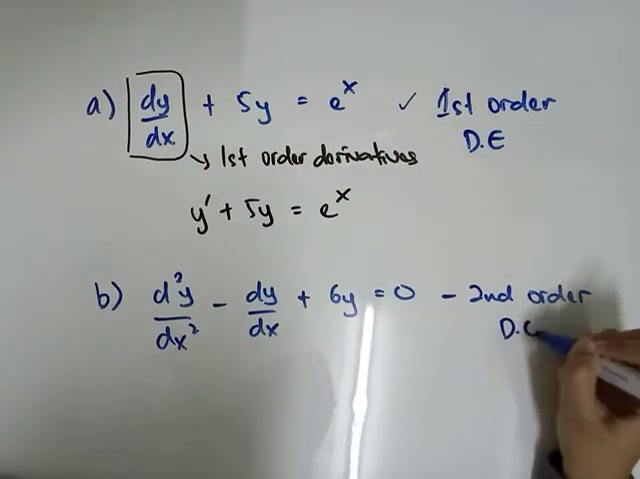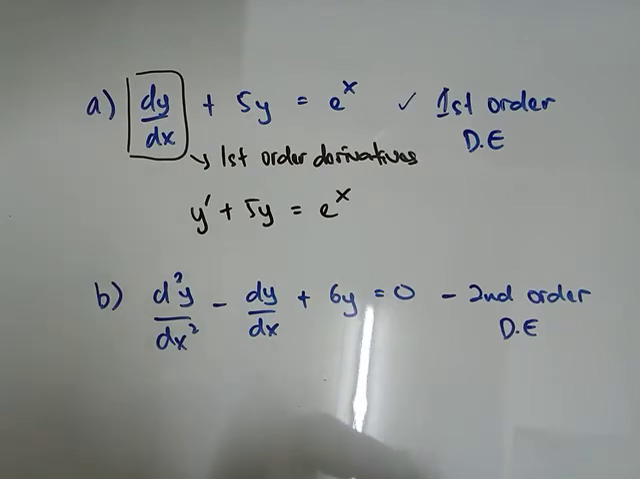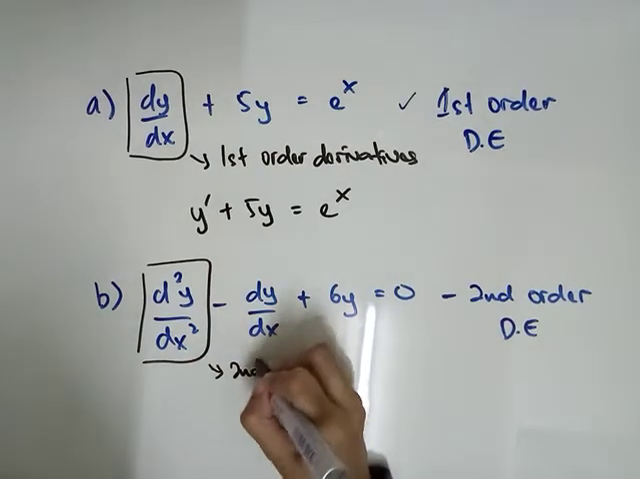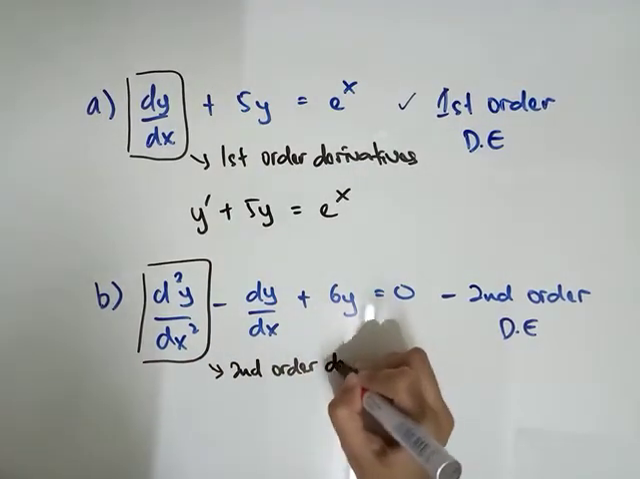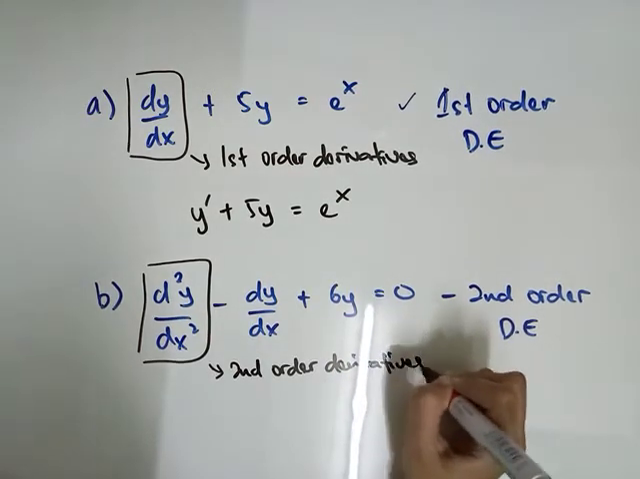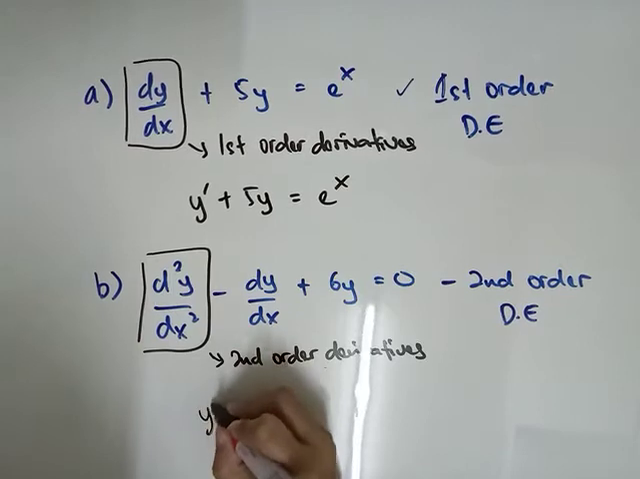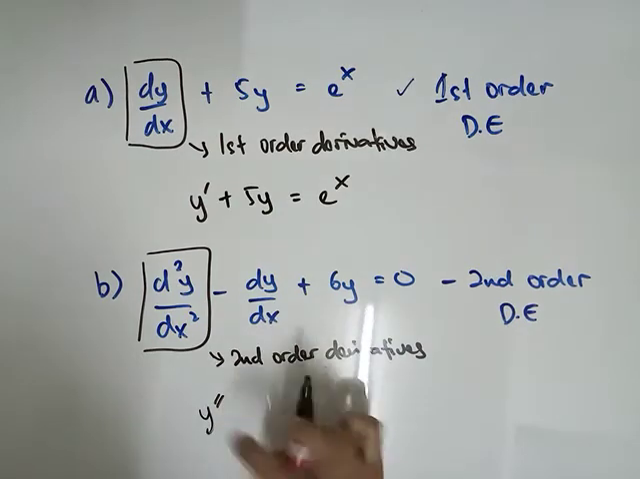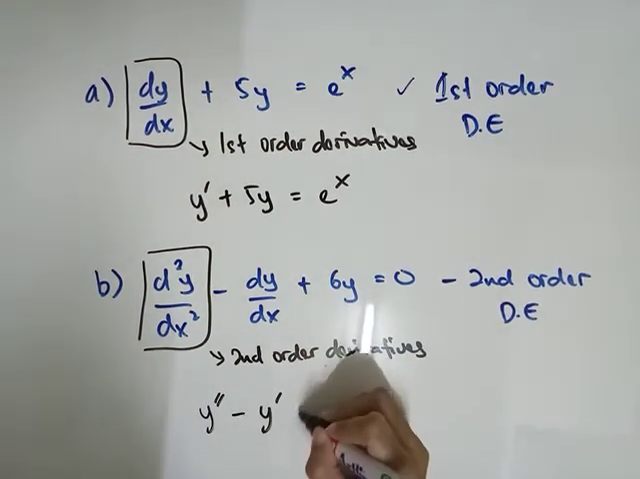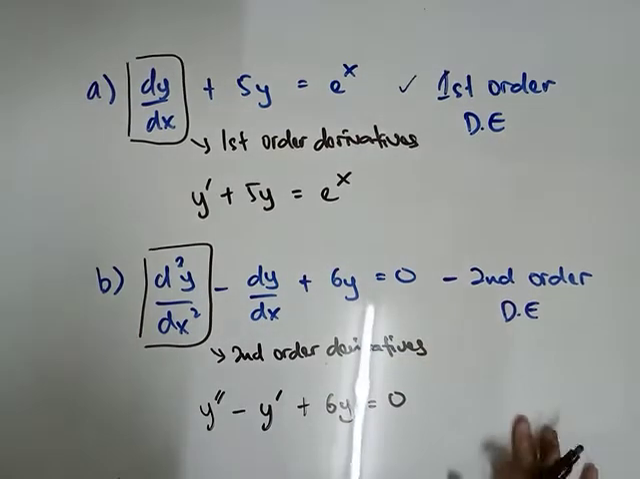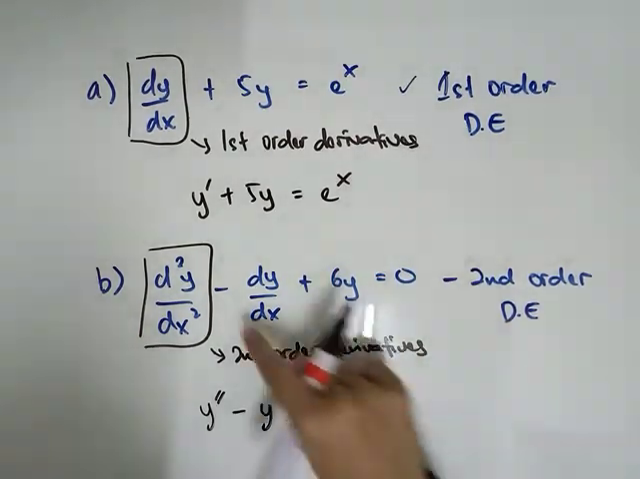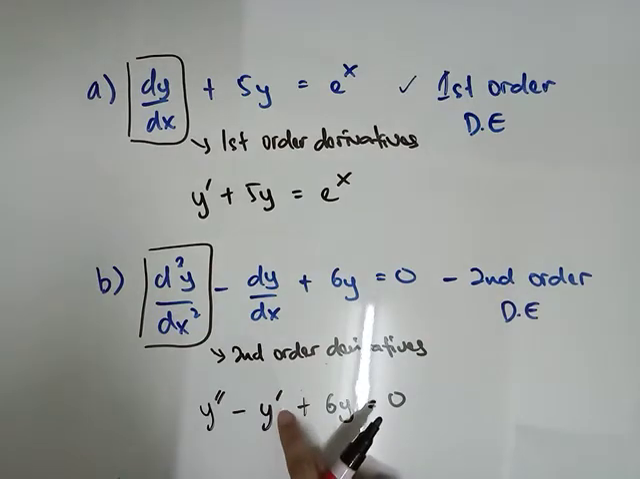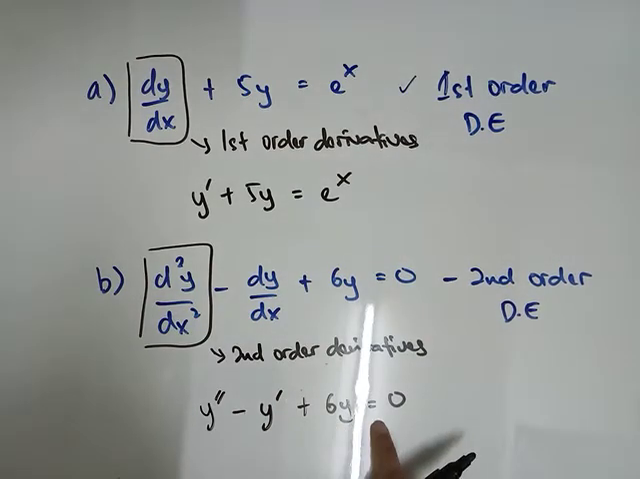Second order differential equation. Why? Because we have second order derivatives. And it can be written as y double prime. Because we have second order, we have double prime here. Minus y prime plus 6y equals 0. Sama je konsep dia. Okay, d square y over dx square means y double prime, minus dy over dx is y prime, and then plus 6y equals 0.